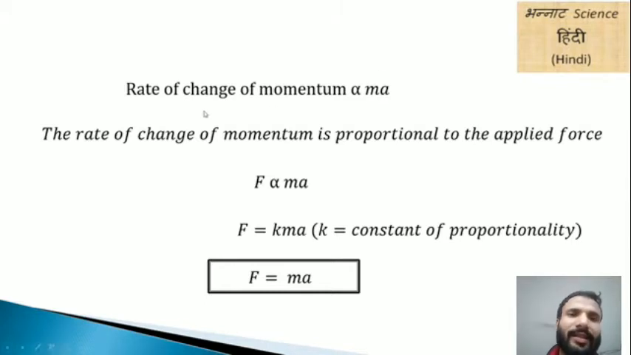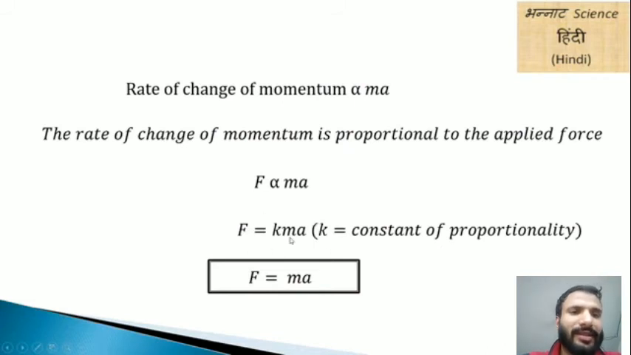So we can say that the rate of change of momentum is directly proportional to the applied force. So force is directly proportional to mass into acceleration. To remove the proportionality sign, we will put a constant k. k is the constant of proportionality. So F is equal to k multiplied by m multiplied by a. Let the constant be equal to 1. Then we can say that force is equal to mass multiplied by acceleration.